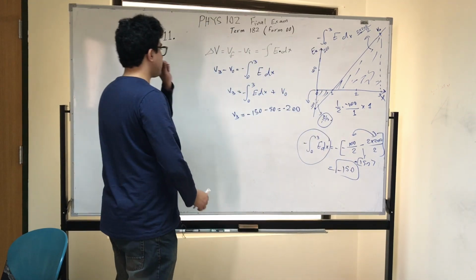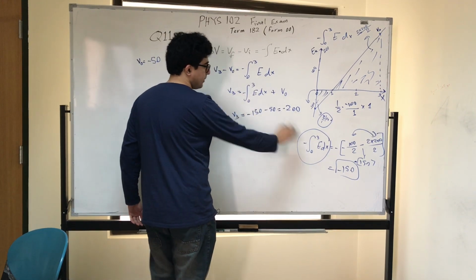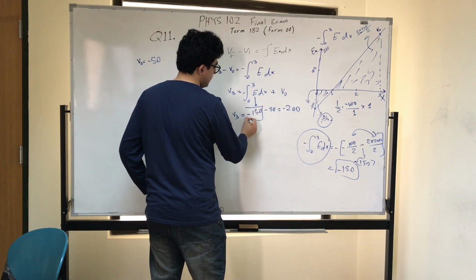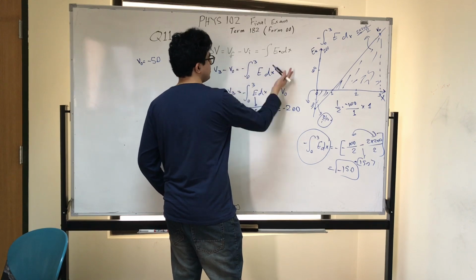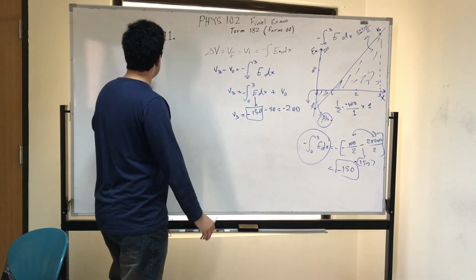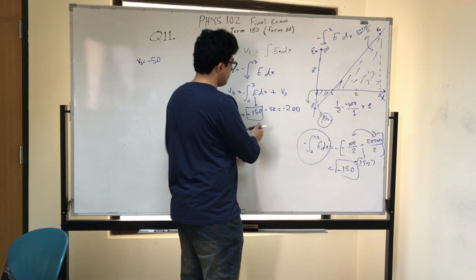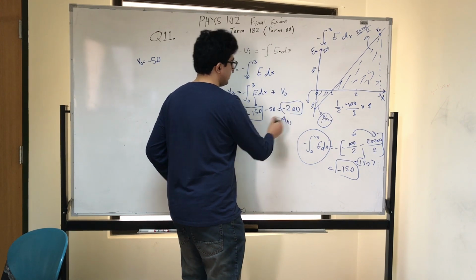So now we can replace this whole thing by negative 150, and we just did that. And we already know that we took V naught to the other side, and we already know the value of V naught. It's given in the problem, and it's negative 50. So if you add these two together, you'll be getting negative 100, and negative 200, and that would be your answer.